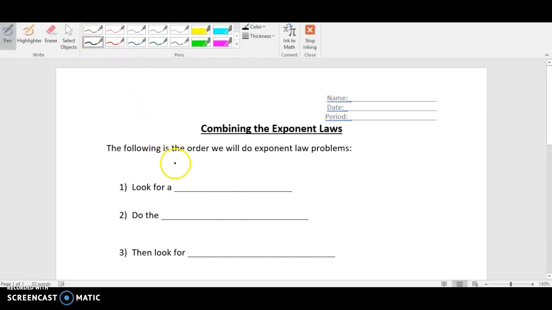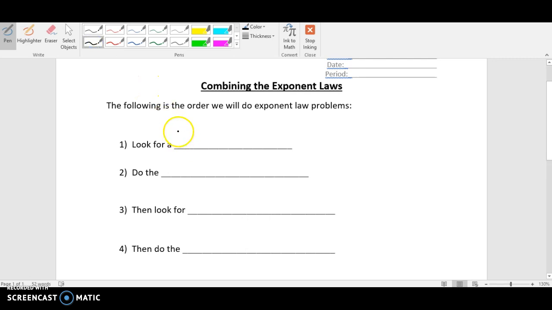All right, ladies and gentlemen, welcome to a lesson about combining the exponent laws. So we have learned all our individual exponent laws: the multiplication, the division, the power to a power, what to do with negatives, what to do with zero. Now what we're going to do is combine them all together. What happens when I see a problem that has more than one law going on at a time? There's going to be a set order I'm going to have you follow. That way you always have a set pattern to look for, and you make sure that you get the correct answer at the end.